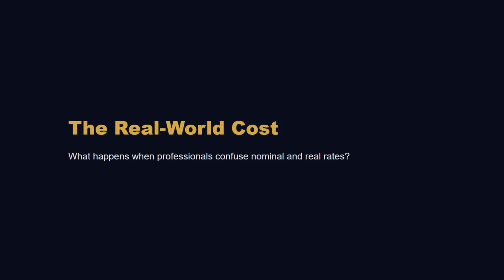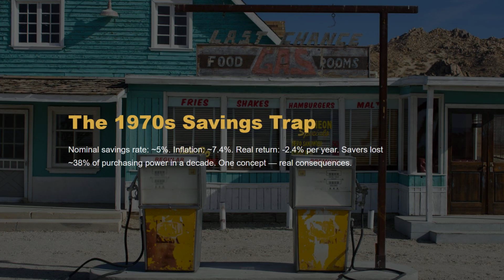Let me show you what happens when someone in a position of power confuses nominal and real interest rates. In the 1970s, U.S. inflation averaged 7.4% per year. Nominal interest rates on savings accounts were around 5%. Savers thought they were earning money. They saw their balance go up every quarter. But in real terms, they were losing 2.4% per year.